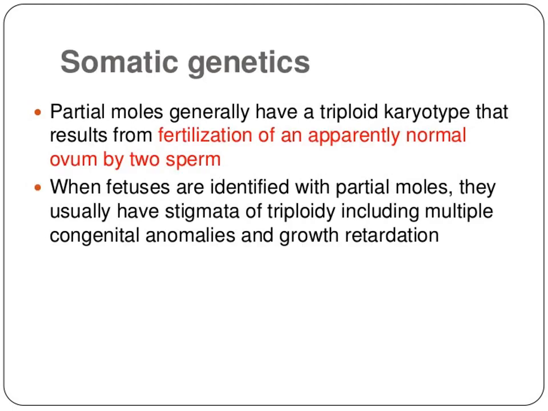Genetically, partial mole has a triploid karyotype that results from fertilization of an apparently normal ovum by two sperms, which fuses, and it is identified as partial mole. They have a triploid karyotype, and these fetuses have multiple congenital anomalies and growth retardation, and they present with triploidy.